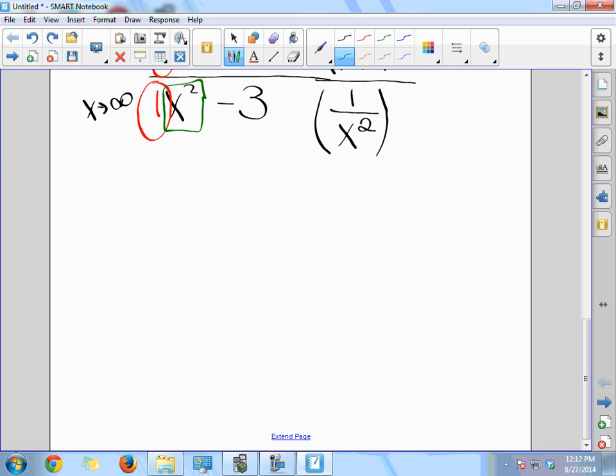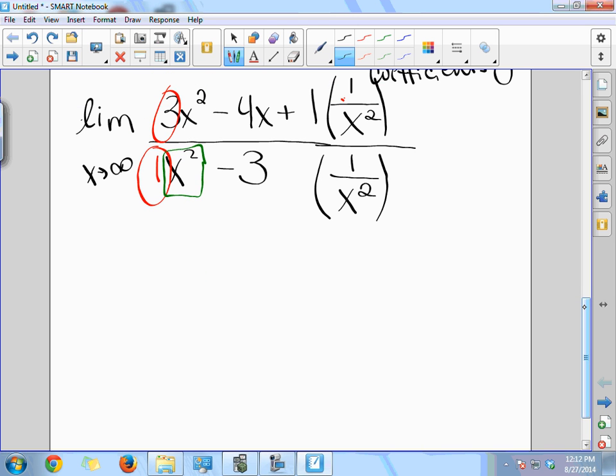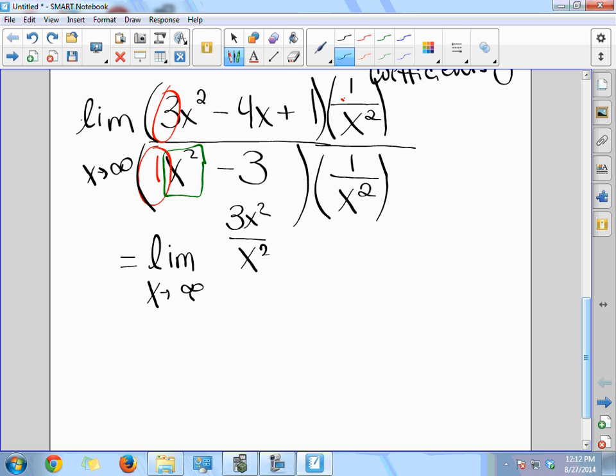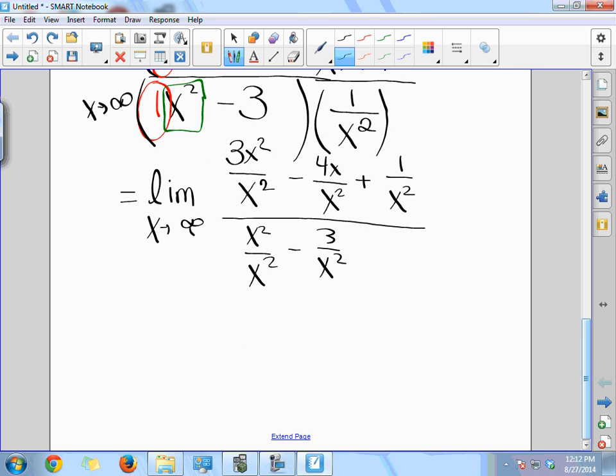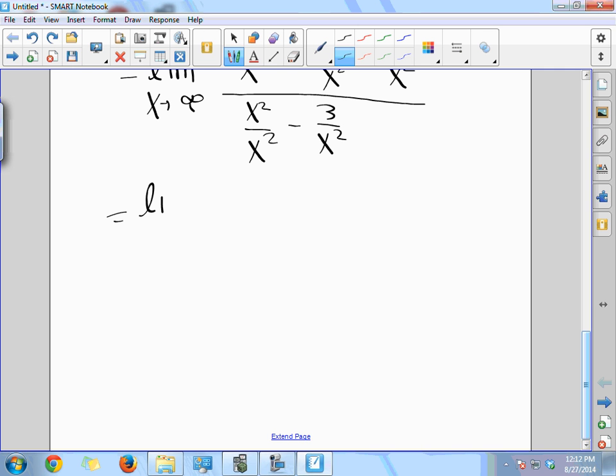So what I'm going to do here is distribute this 1 over x squared to everything in my numerator and denominator. So then it'll become the limit as x goes to infinity of 3x squared over x squared. So that's just going to be 3 minus 4x over x squared plus 1 over x squared, divided by x squared over x squared minus 3 over x squared. And then I'm going to do a little bit of simplifying, and I'm just going to cancel the x's.